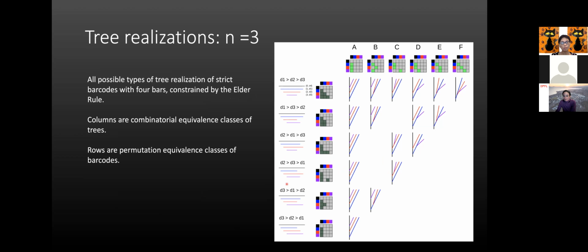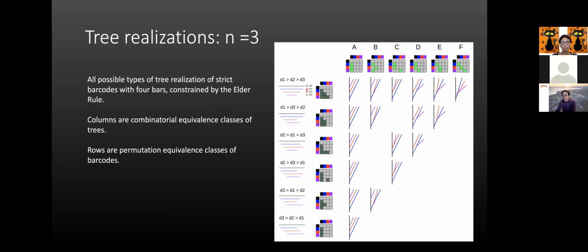So in this diagram here, I wanted to make the following illustration. These are all the possible combinatorial types of tree realizations of strict barcodes with 4 bars, where we're always constrained by this elder rule, which told us how we should break up a tree into its branches. So there are 1, 2, 3, 4, 5, 6 possible strict barcodes, and there are 1, 2, 3, 4, 5, 6 possible combinatorial tree types with 4 branches.